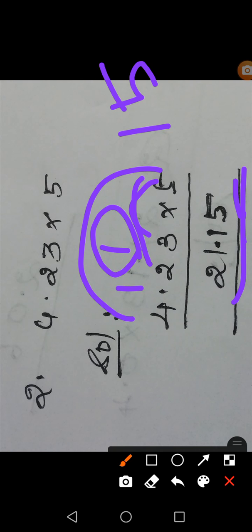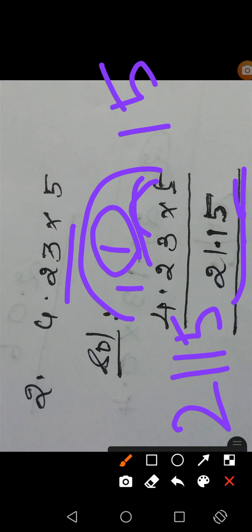Then you see how many digits there are after the point in the decimal. Two numbers are after the point. So we get 2115, no? So the last two, back to front, 1, 2, two numbers you count and put the point. So we get 21.15. That is the solution.